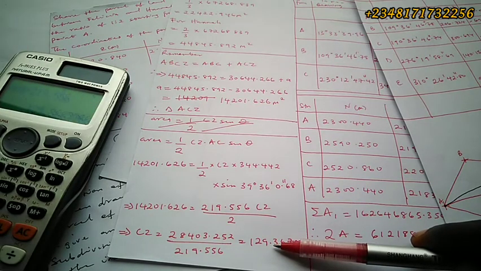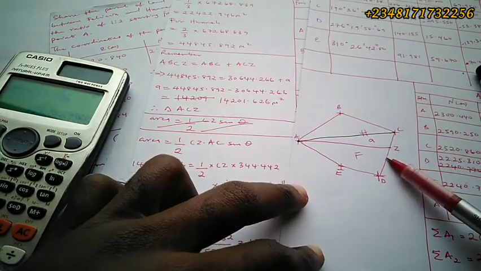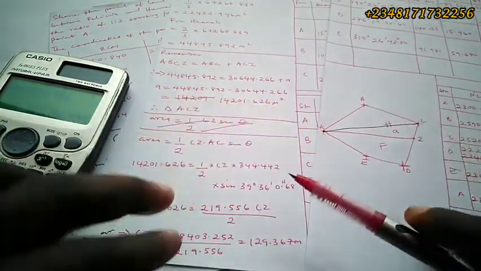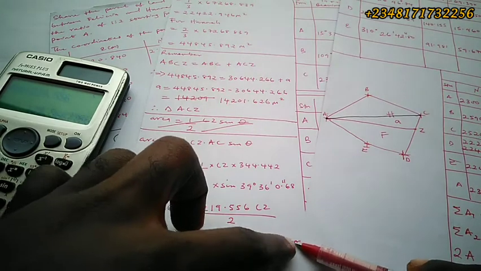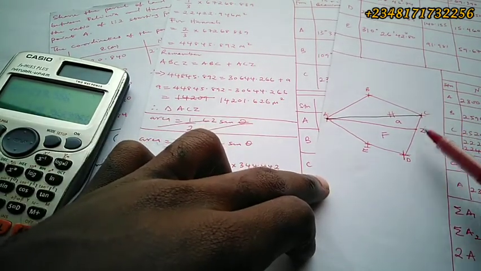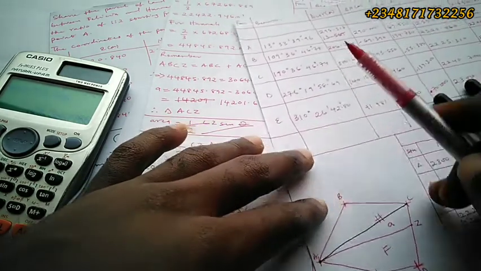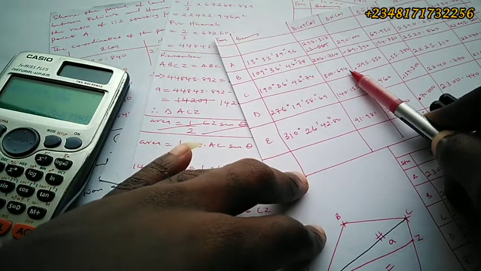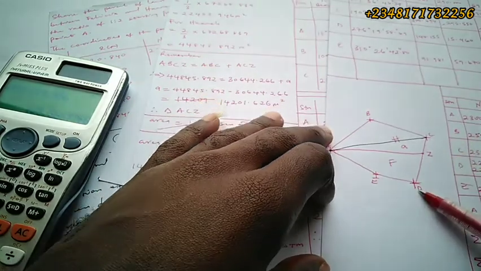So we've been able to know that this distance CZ, which is part of the subdivided portion that belongs to Anna, is equal to 129.367. How would you know that this answer is correct? Remember that this CZ is part of CD, so it cannot be longer than CD. So by the time you come to CD, you find out that the distance CD is 300.697. So you know that yes, it's okay, because it's still within 300.697. At least you can continue.